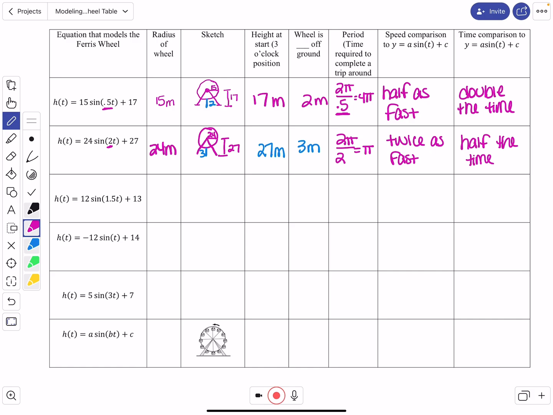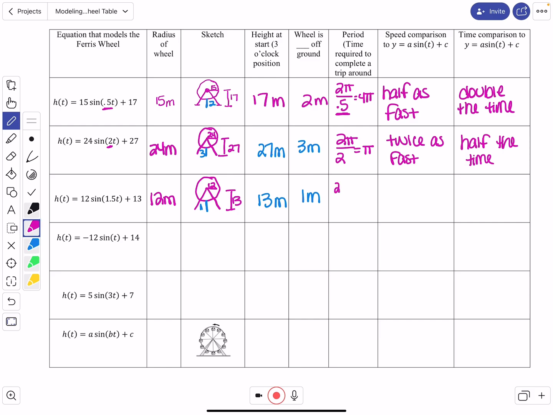Okay, so if you want to, feel free to pause it and maybe try this next one on your own. So 12 meters is your radius. When you draw your Ferris wheel, of course the radius is 12. Your total height is 13, which means from here to here is 1. So the wheel is 1 meter off the ground. And of course your starting height, or your height at the 3 o'clock position, is 13 meters.